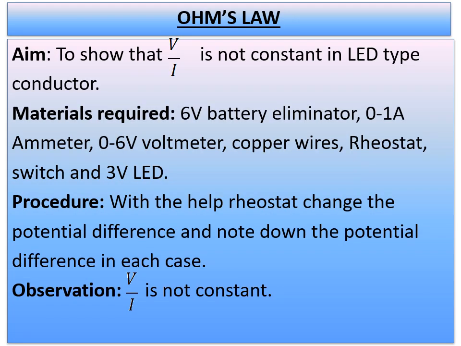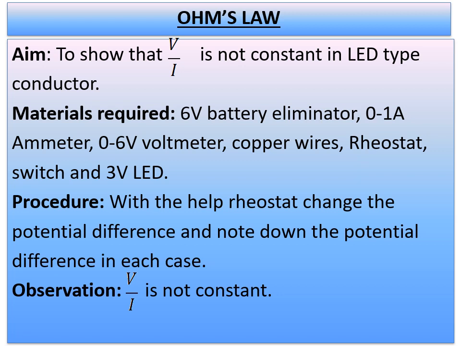To show that V by I is not constant in an LED type conductor, the materials required are a 6 volt battery eliminator, ammeter, voltmeter, copper wire, rheostat, switch, and a 3 volt LED. I hope you remember, instead of manganin wire, we are using a 3 volt LED here. And you have to remember, as we know from your lower classes, that the long terminal of the LED is attached to the positive terminal of the battery and the short one to the negative terminal. Here, with the help of a rheostat, we change the potential difference up to 3 volt because the LED voltage is only up to 3 volt.